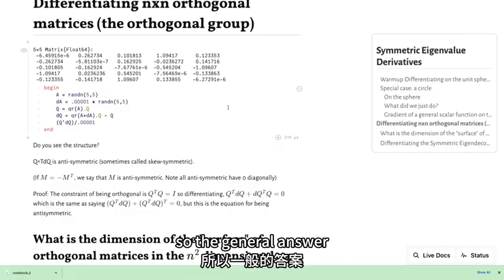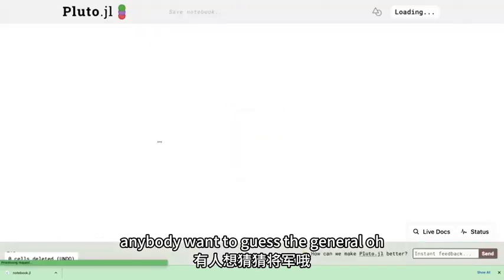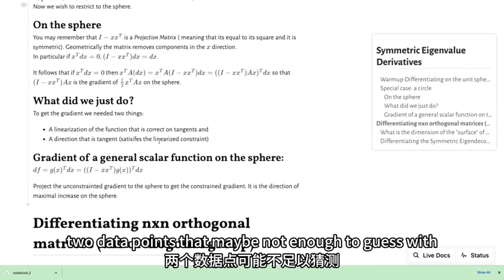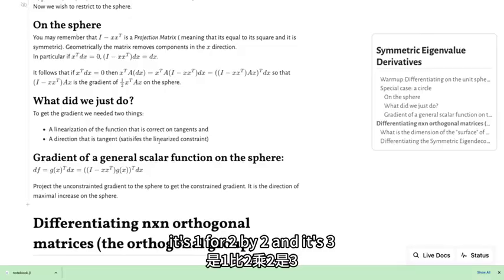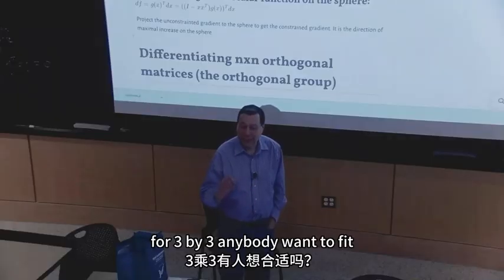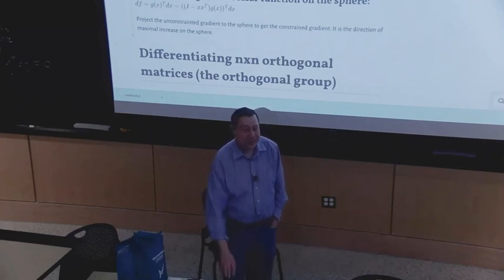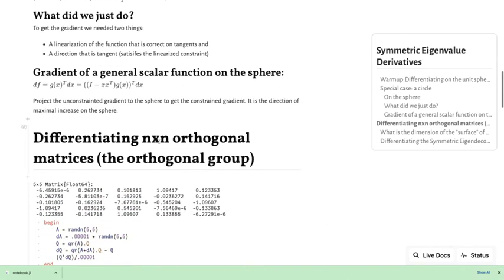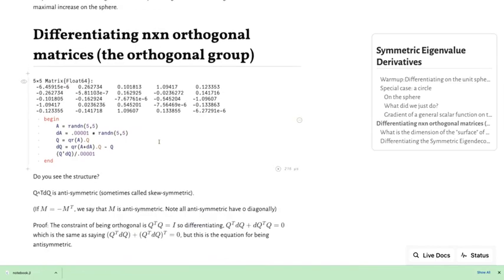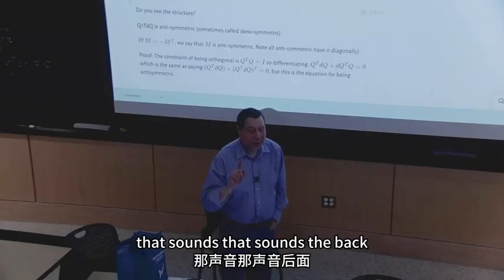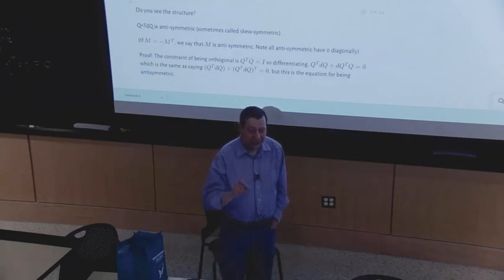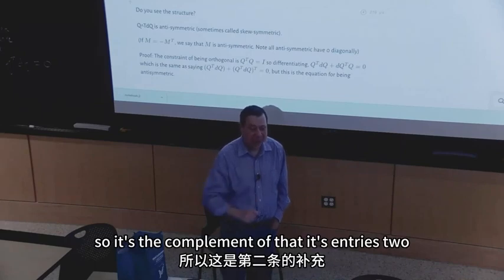So the general answer. Anybody want to guess the general answer before I show you? You've got 2 data points, maybe not enough to guess with. It's 1 for 2 by 2, and it's 3 for 3 by 3. Anybody want to fit? Can you name that song in how many notes? All right, I'll just tell you. That sounds like the right backwards answer. It's the complement of that. It's n choose 2.